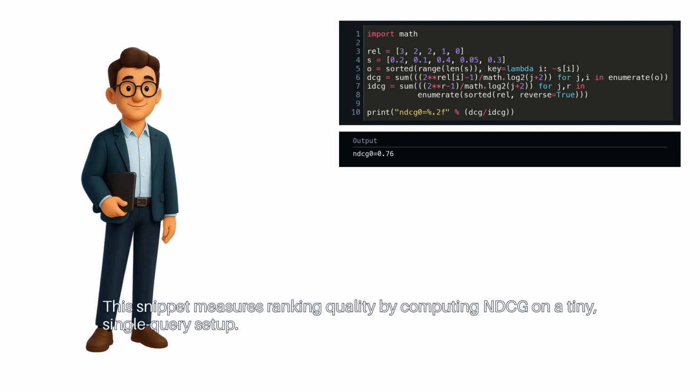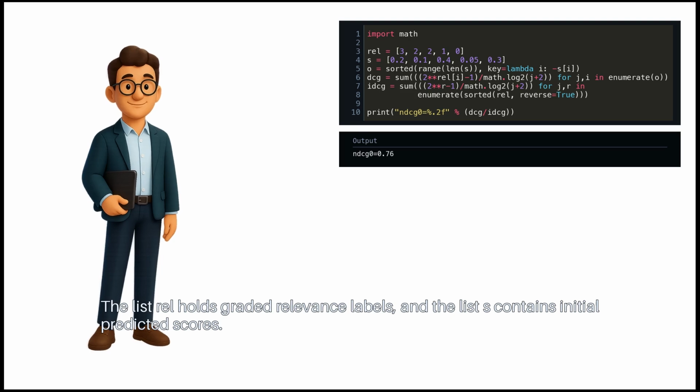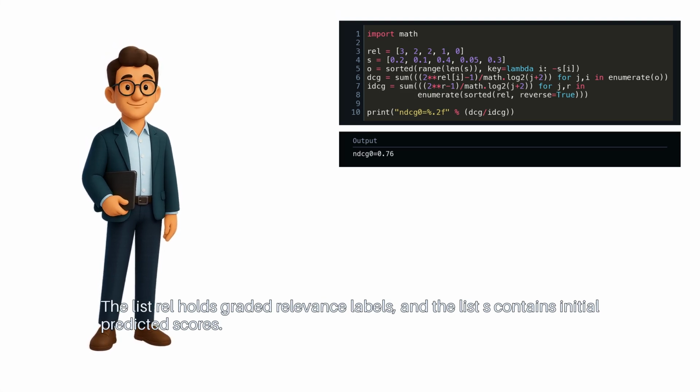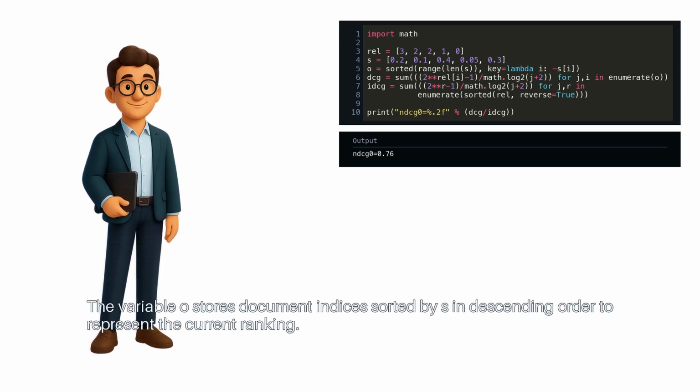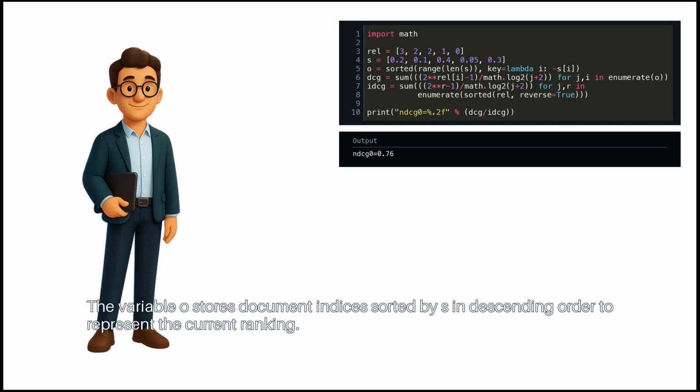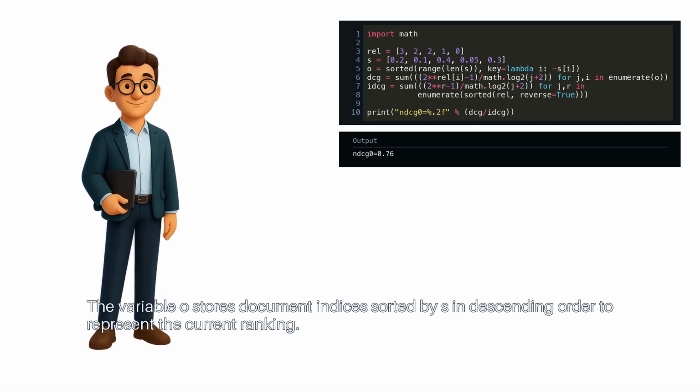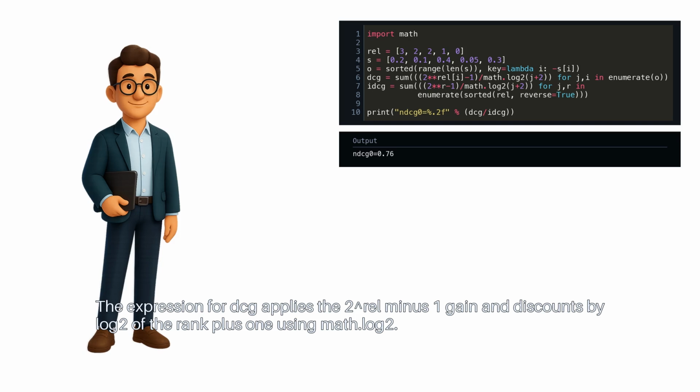This snippet measures ranking quality by computing NDCG on a tiny single query setup. The list rel holds graded relevance labels, and the list s contains initial predicted scores. The variable o stores document indices sorted by s in descending order to represent the current ranking. The expression for DCG applies the 2 to the rel minus 1 gain, and discounts by log 2 of the rank plus 1 using math.log2.